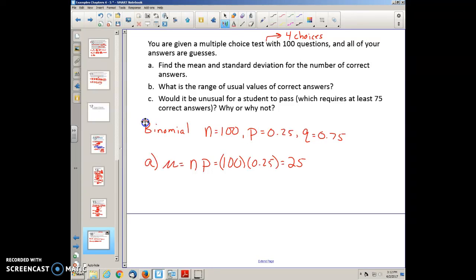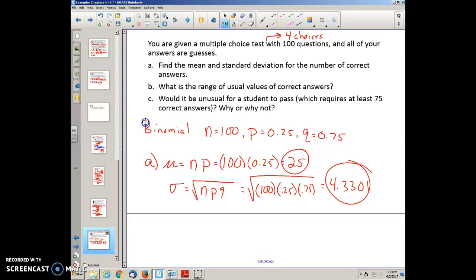probability. Now, the standard deviation is equal to square root of n times p times q. So it's the square root of 100 times 0.25 times 0.75. So here we get 4.3301. Rounded to 4 decimal places. So there's your mean and your standard deviation.